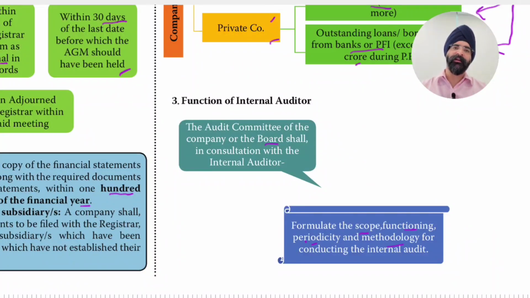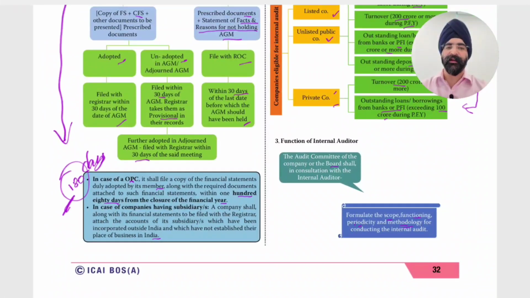Periodicity means internal audit will be conducted quarterly, half yearly, annually, monthly, or based on each transaction or on happening of a certain event. And methodology, what methods will be used for conducting the internal audit, depending on the organization, its size, business objects and various factors. So the board will, in consultation with the internal auditor, formulate all these points. And if there is an audit committee, then the audit committee shall, in consultation with the internal auditor, formulate the scope, functioning, periodicity and methodology for conducting internal audit.